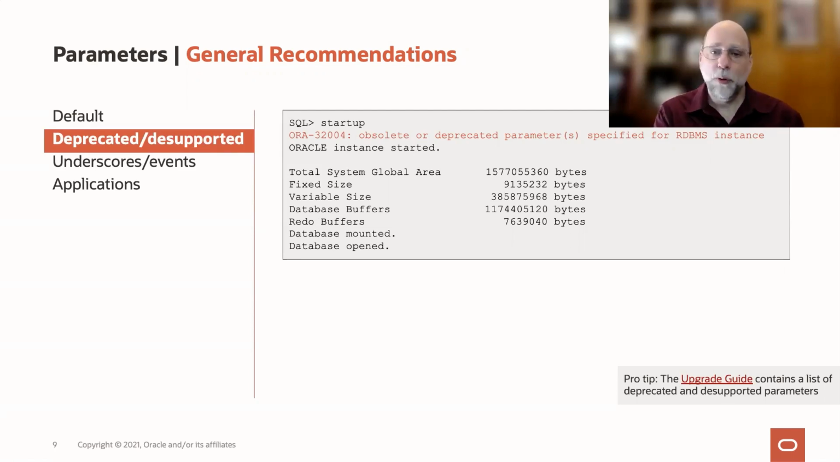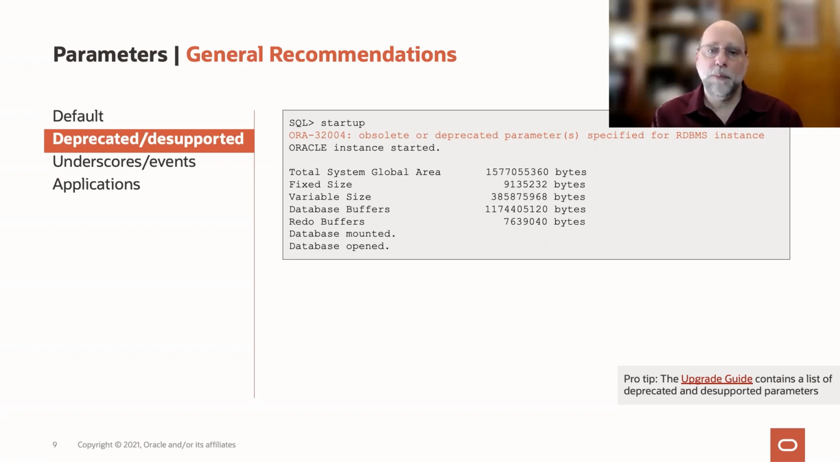Now, desupported parameters you can't use, and it's worth talking about the difference between those terms. A desupported parameter is one that is simply not allowed anymore. And if it's desupported, then when you go to start up your database, it will not start. We will give you a message that you have an unsupported parameter there. You'll have to remove it from your P file or your SP file.